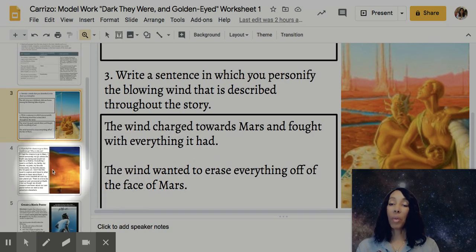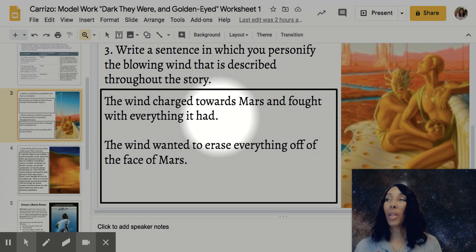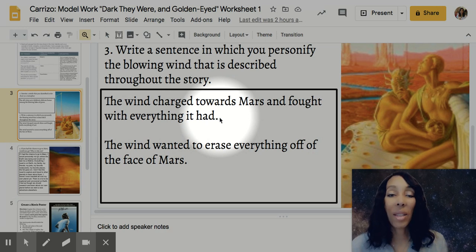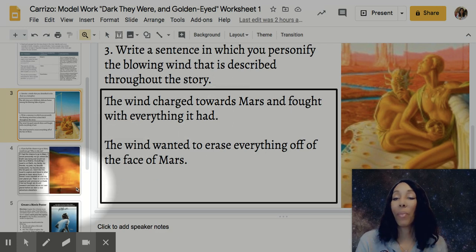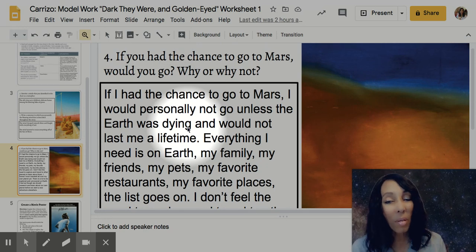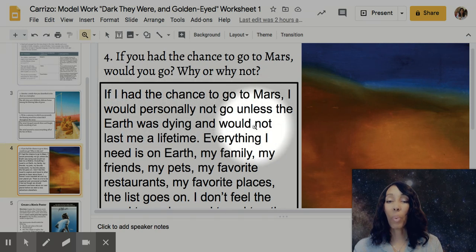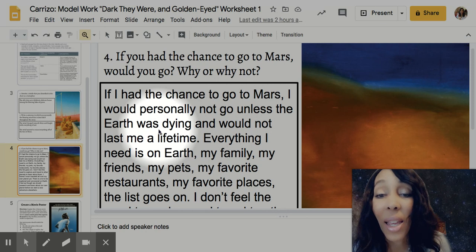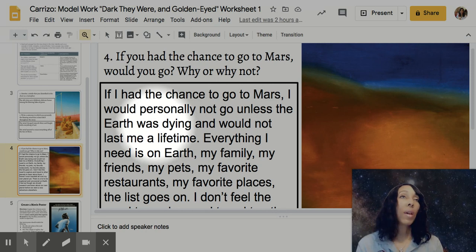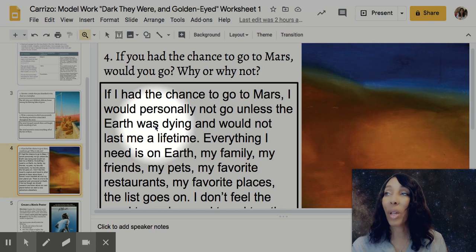Moving on to the next slide. With this question, I basically wanted to just know your thinking and see what your answer might be about Mars. So the question asks, if you had the chance to go to Mars, would you? Would you go? Why or why not? So in this first sentence, it reads, if I had the chance to go to Mars, I would personally not go unless the Earth was dying and would not last me a lifetime. So clearly, this is incorporating the question into your answer and answering it. So it lets me know as a reader what the question is and what the answer is clearly.